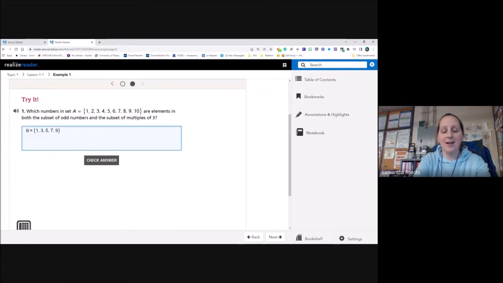Okay. Then I want to create a subset with multiples of 3. So in this case, my multiples of 3 are 3, 6, and 9. The only ones that both of these have in common are 3 and 9. So 3 and 9 would be in both subsets.